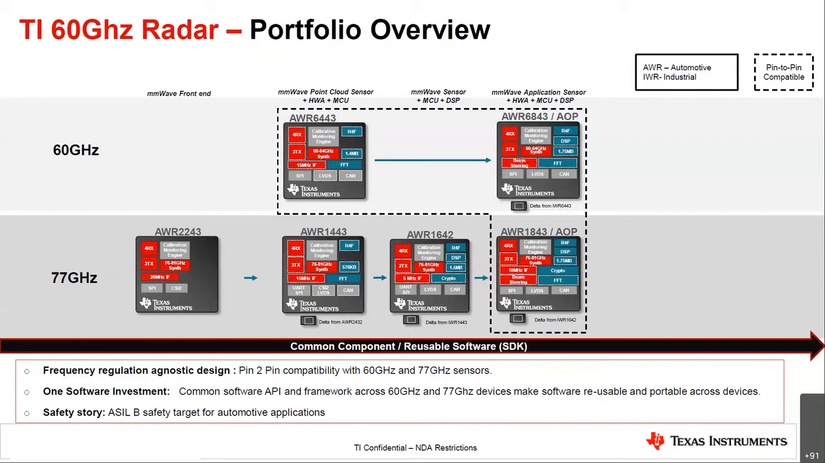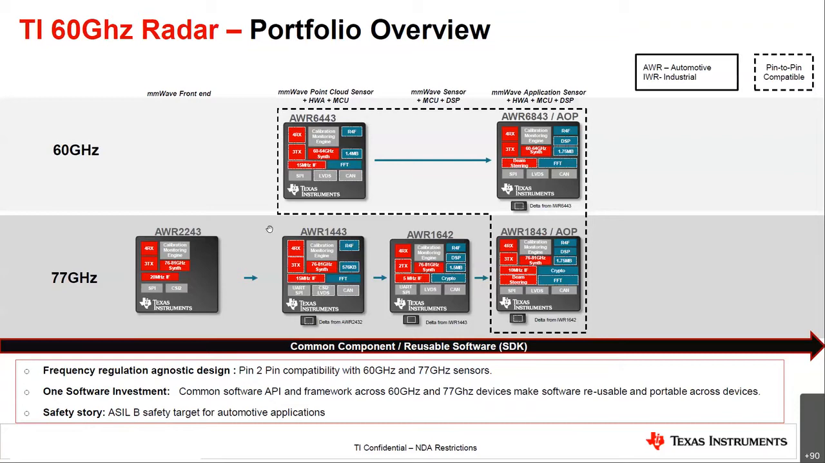For example, devices that don't use the DSP for additional processing like classification and things like that could be run instead on the 6443 for cost optimizations. Additionally, there's a 2243 device in the 77 gigahertz family that is just the front end, allowing all the processing to be done on the host processor.